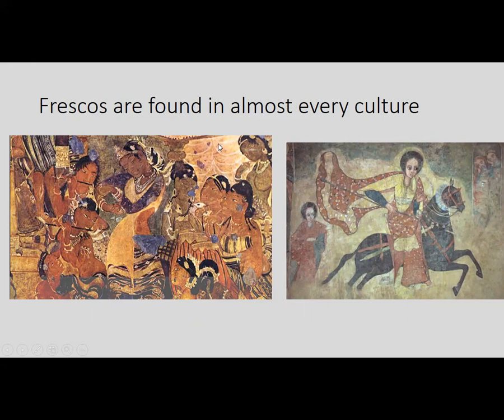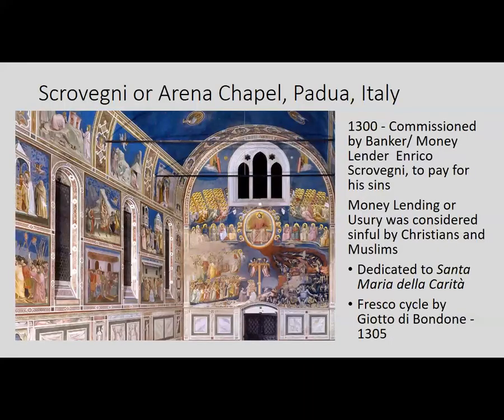And so frescoes are found in almost every culture. We're going to talk a little bit about one of my favorites. I've never been there, and I'm dying to go there. It's the Scrovegni or Arena Chapel in Padua, Italy, and it's by an artist that when I was younger, I was so in love with his work and inspired by his work. I would often borrow imagery from it in my paintings. And this artist's name was Giotto de Bondone.